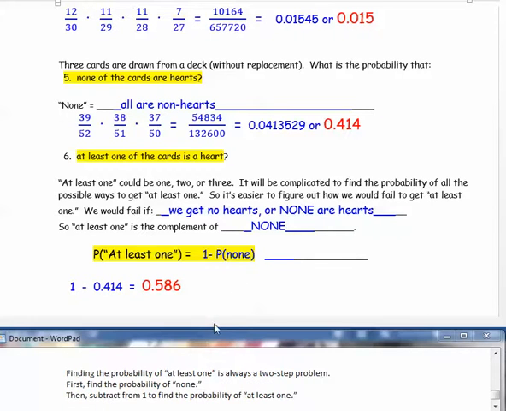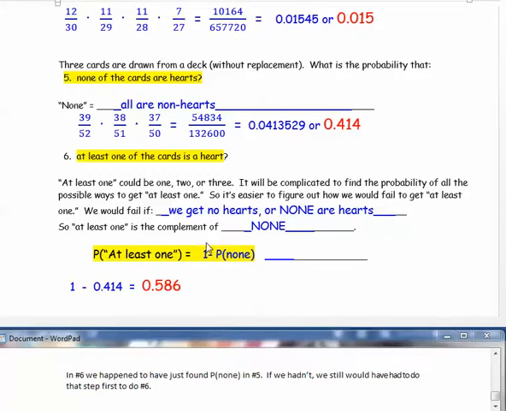Finding the probability of at least one is always a two-step problem. You first have to find the probability of none, and then subtract from 1 to find the probability of at least one. In number 6, we happened to have just found the probability of none in number 5. If we hadn't, we still would have had to do that step first before we could find the probability of at least one.